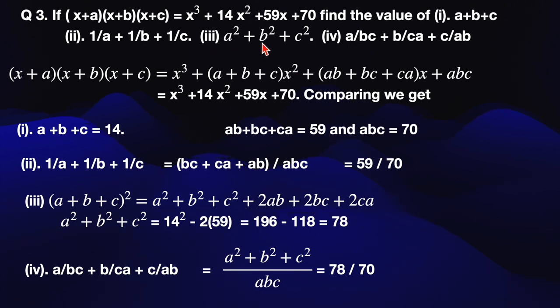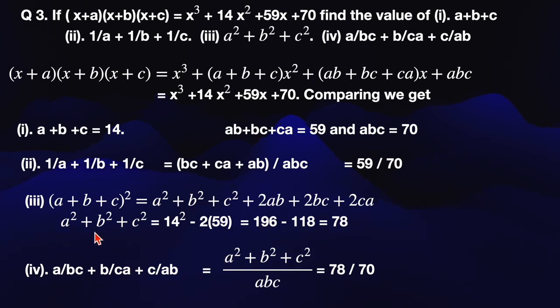For third, a square plus b square plus c square, write down this formula. And if you take out 2 common here, in the bracket it will be AB plus BC plus CA. That's it. So what do you get? A square plus B square plus C square is this minus 2 into AB plus BC plus CA. So A plus B the whole square is 14 square. We found it. And AB plus BC plus CA is 59. Substitute, we'll get the answer.